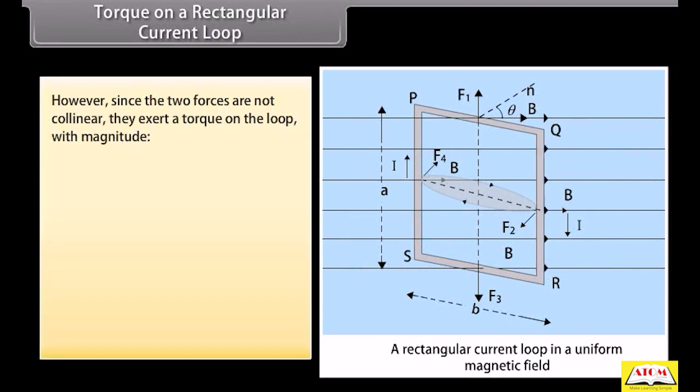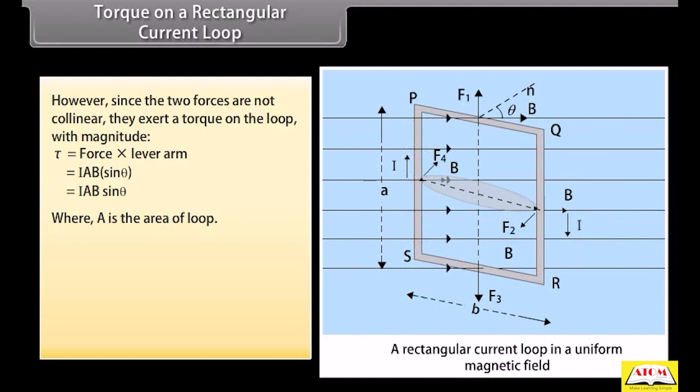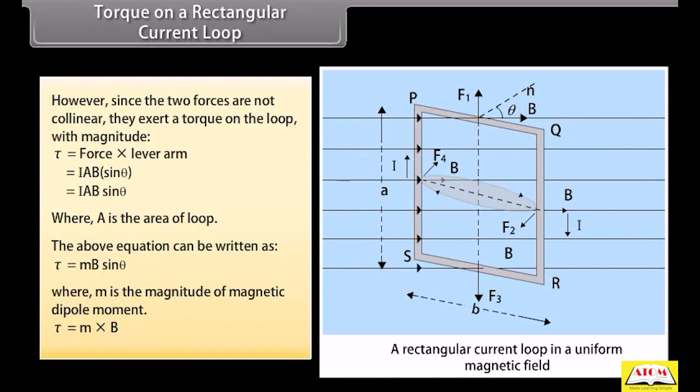However, since the two forces are not collinear, they exert a torque on the loop, with magnitude equal to the product of force and lever arm, which is equal to I A B sin theta, where A is the area of the loop. The above equation can be written as tau is equal to m B sin theta, where m is the magnitude of the magnetic dipole moment. Tau is equal to the cross product of m and B.